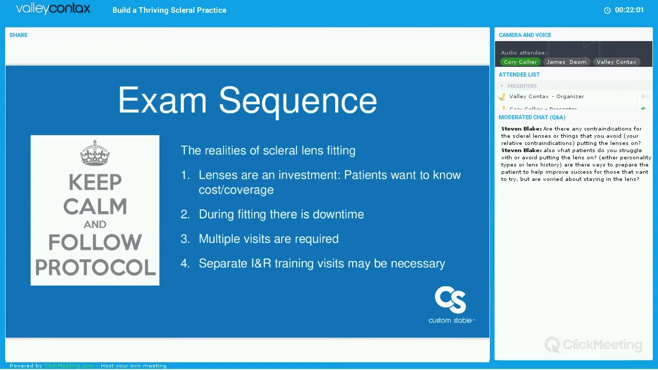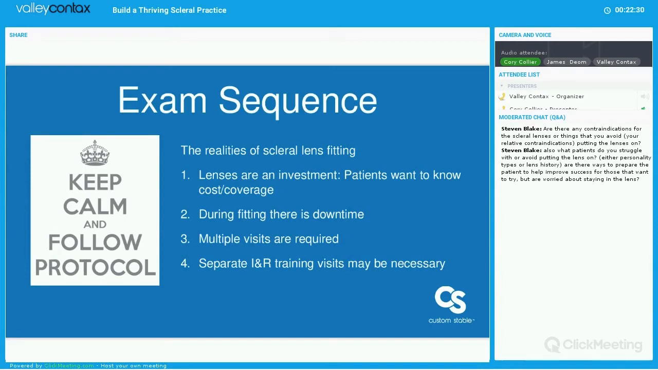Multiple visits are required. I present this to patients with this exact spiel, which I talk to patients about all the time, and that's that these lenses are highly customized in order to maximize your health, vision, and comfort. And because of that customization, multiple visits will be required in order to find a perfect lens for you. And so that way they understand from the beginning that this is not a one-time fix.